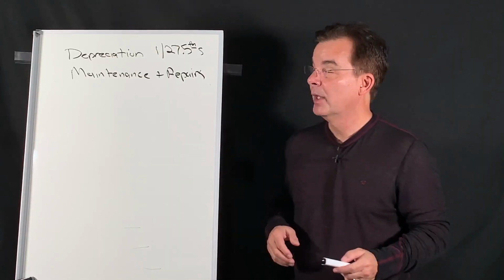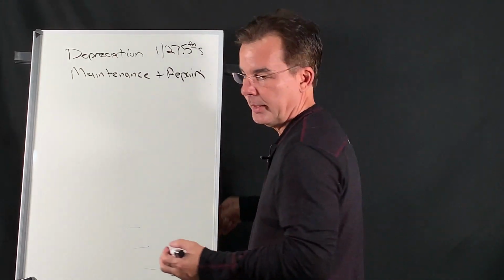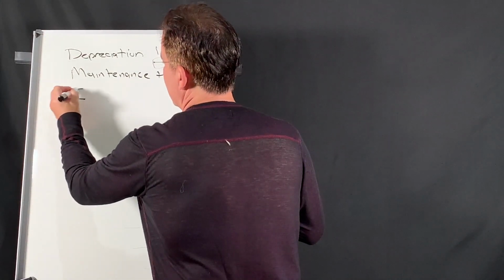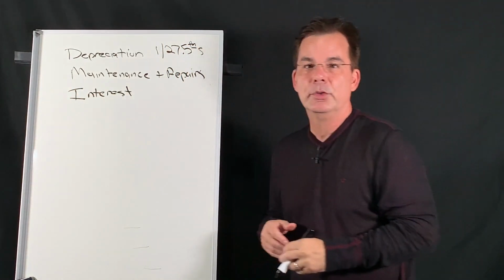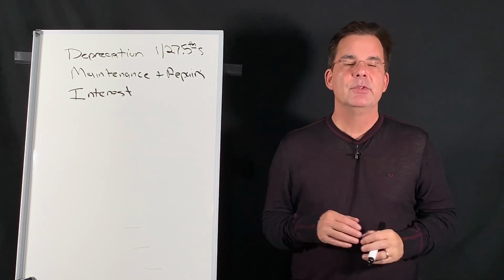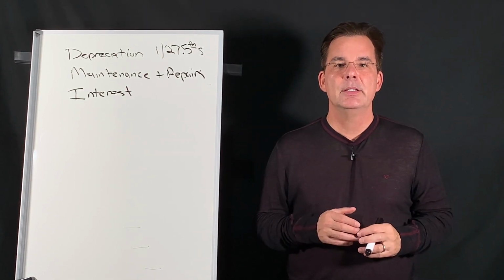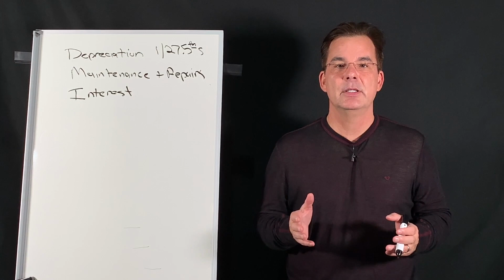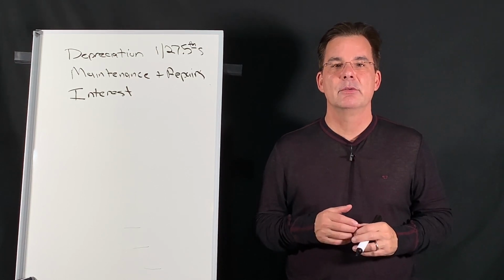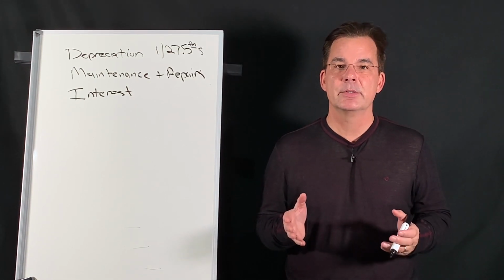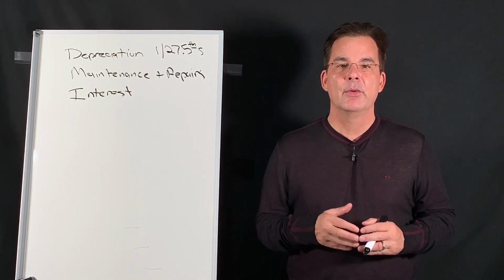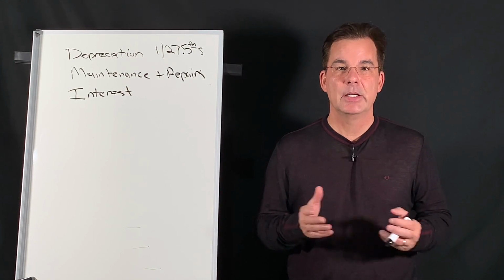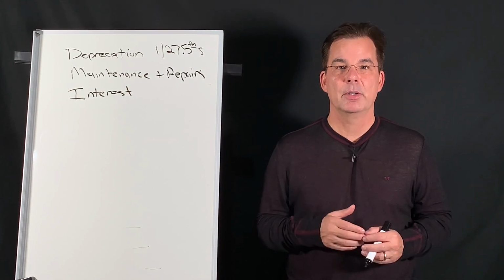Number 3 is interest on the loan used to purchase the house. Now this one's a confusing one for some because the Tax Cuts and Jobs Act of 2017 capped the amount of interest that folks could deduct on their primary residence. But that doesn't have anything to do with investment property. There is no cap on the amount you can deduct in interest expense on your investment property.